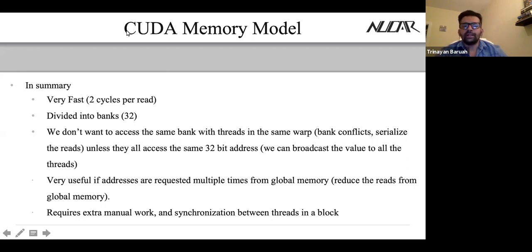So this marks the end of shared memory. Any questions about this? Okay.